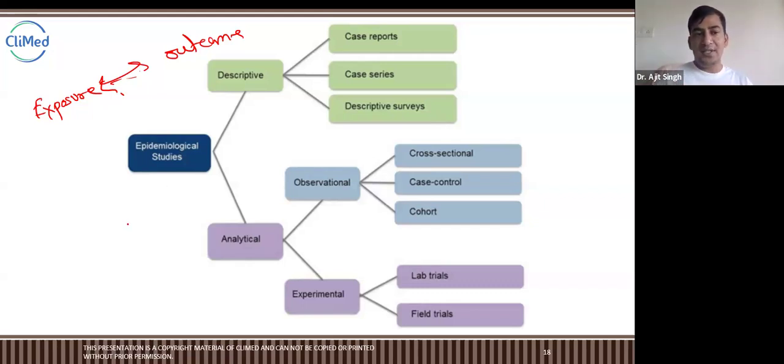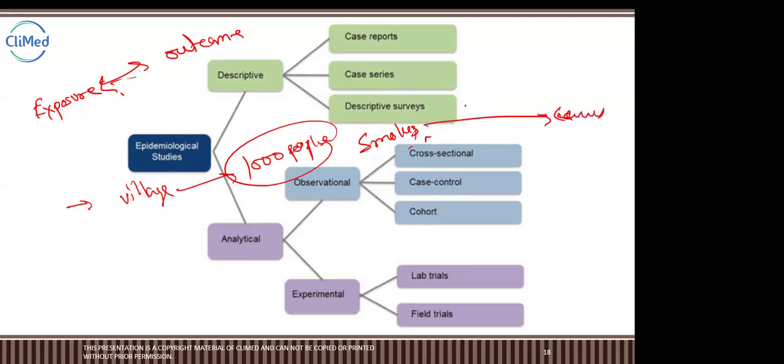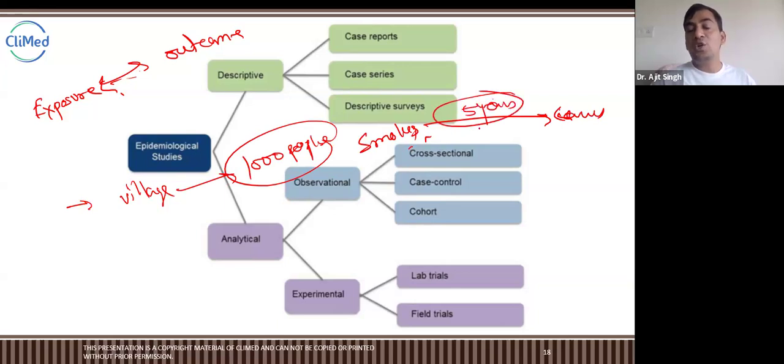Now I'll describe that. See, first, you went to a society or a village or anywhere where you met 10,000 people. Guys, carefully understand that. You found people who are smokers, and you want to check how many smokers will develop lung cancer in 5 years. You are doing a study in smokers and finding the outcome, how many will develop cancer in 5 years. And if you want to establish that, you will take non-smokers also.